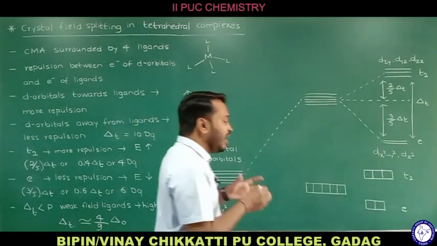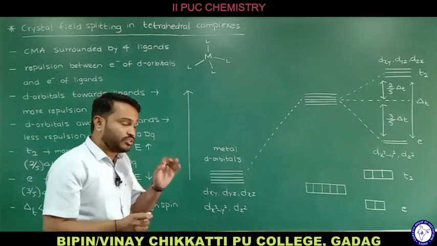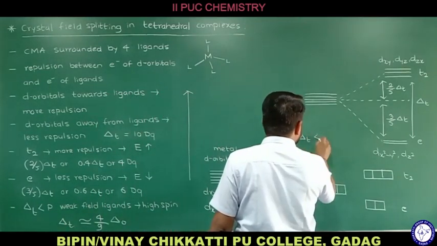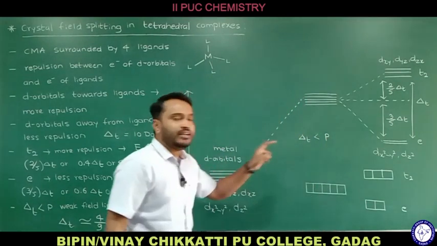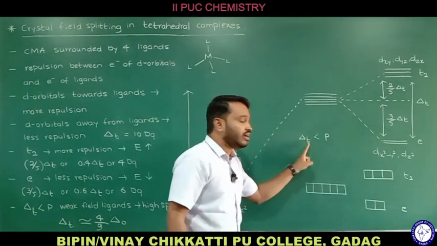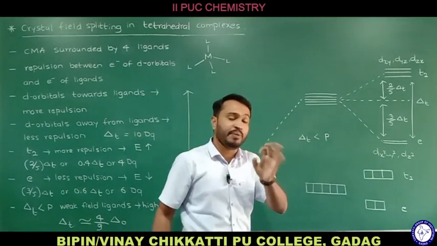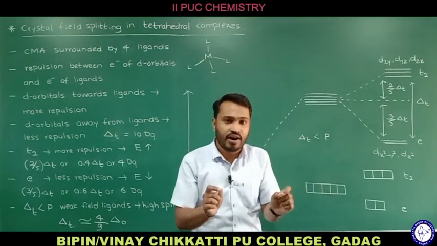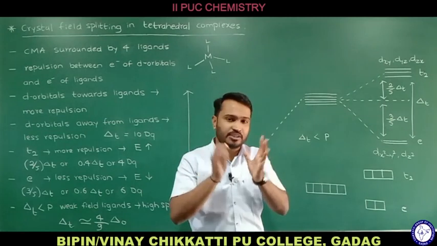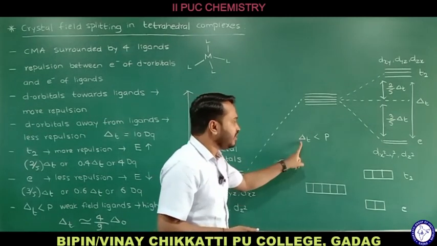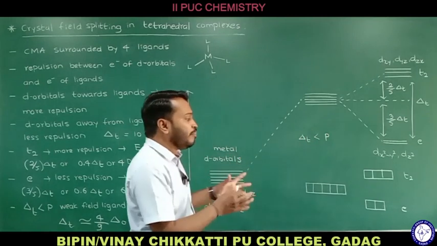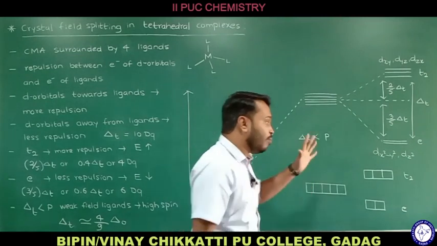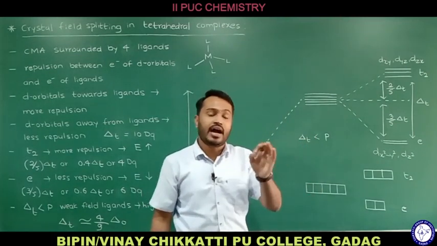And now the question arises, how are we supposed to fill the electrons? Remember that here we have one condition. What is that condition? If delta T, the crystal field splitting in a tetrahedral complex, is less than P, where P stands for pairing energy, the energy required during the pairing of electrons. If the tetrahedral splitting is less than P, the ligands are weak field ligands, and the complexes we get are high spin complexes.